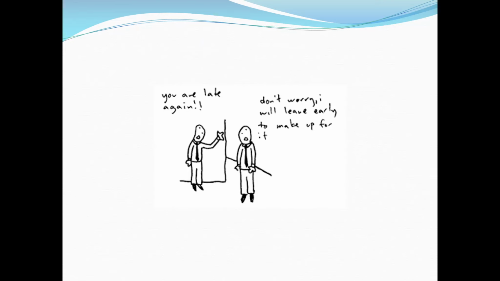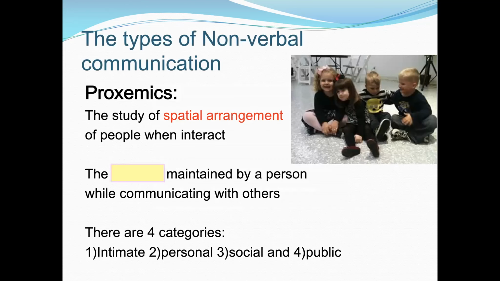All right, let's move on to proxemics. Okay, proxemics is also a quite interesting concept in nonverbal communication. There are lots of studies in proxemics. This is the study of the spatial arrangement of people when they interact. Can you imagine what kind of study this is? The use of space. For example, the distance maintained by people while communicating with each other.